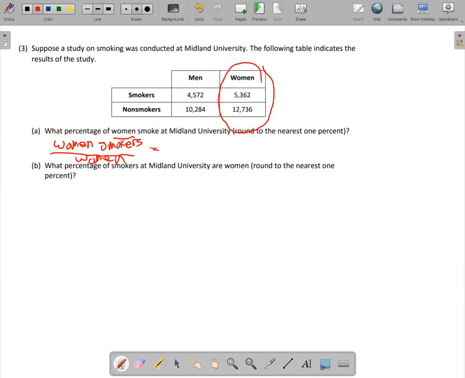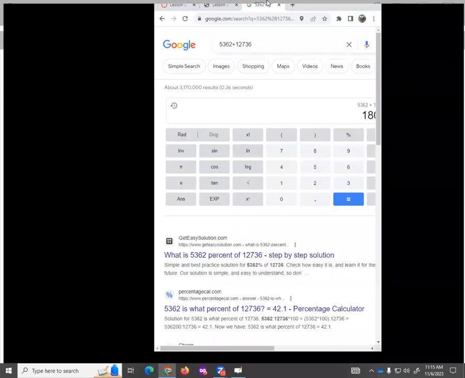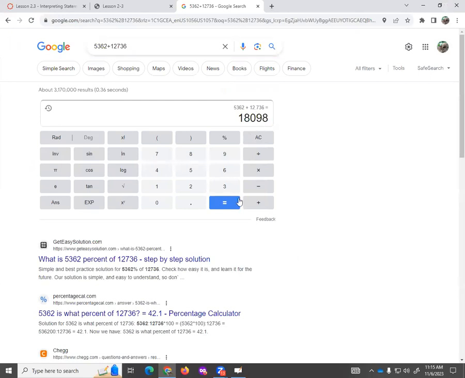5362 plus 12,736. I'm getting up to a total of 18,098 women. Anyone else get that too? 18,098 women. So the women smokers, there are 5,362 of them out of 18,000 women. So this should lead to the percentage I want. Give that calculation a try.